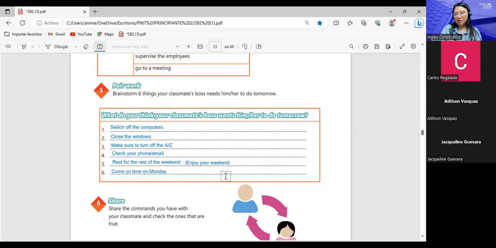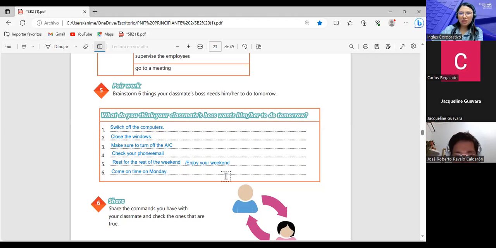Interesting. And of course, we have so many other examples. But I want you to include at least one negative instruction, because as you may check, we only have affirmative ones. Yes, please, in the sentence. Which one? Come on time on Monday. Remember that this is a general instruction. It can be come on time every Monday or every day, or you can be specific. Come on time on Monday. Okay, that's all right.